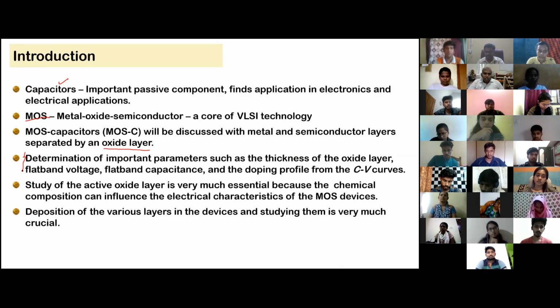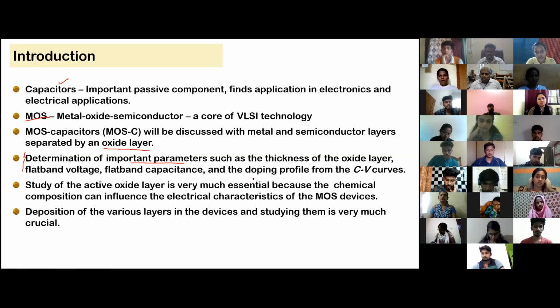See, there are very special characteristics or very important parameters for these MOS capacitors, and one of them is the thickness of the oxide layer. We will see that, and also the flat band voltage, flat band capacitance, and doping profile of the oxide layer or the semiconductor. All those things we should see.